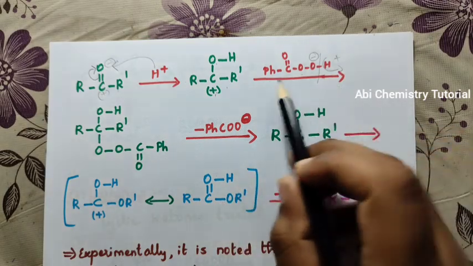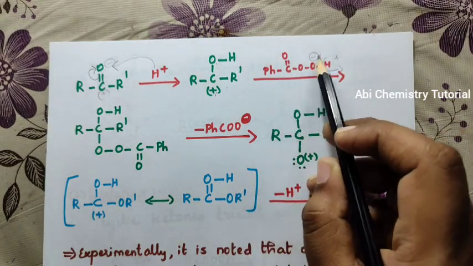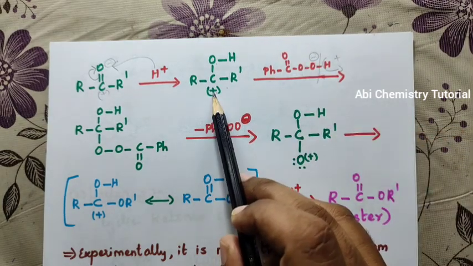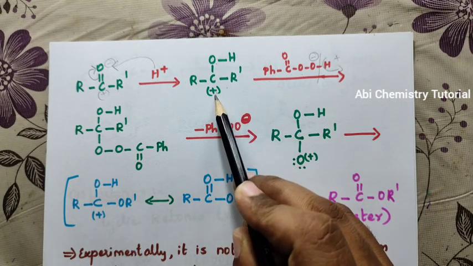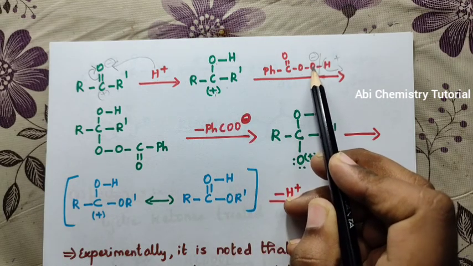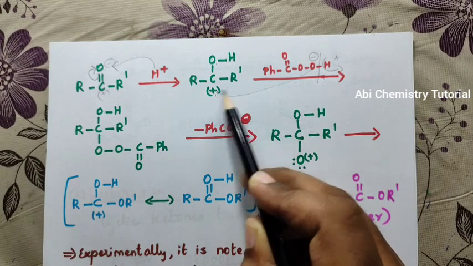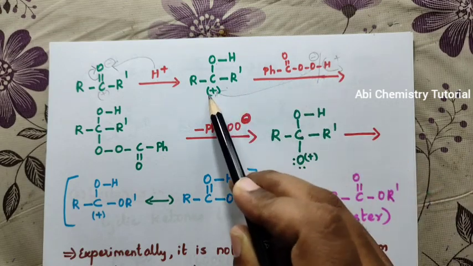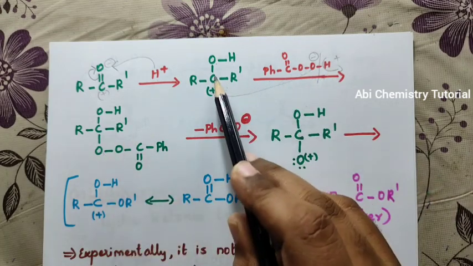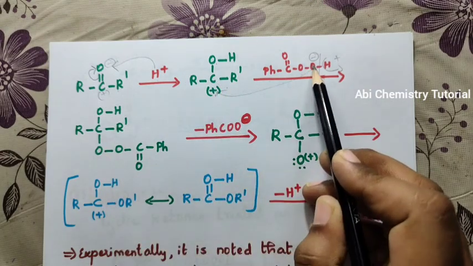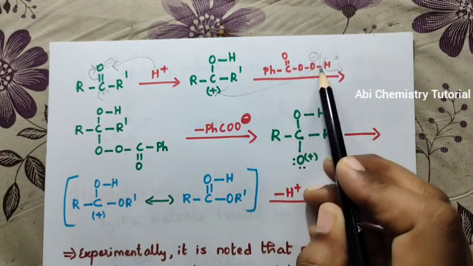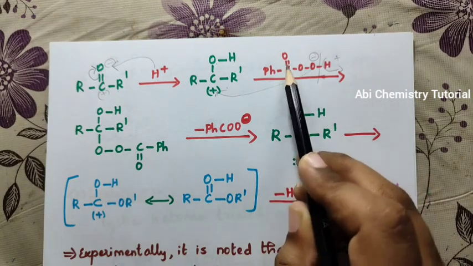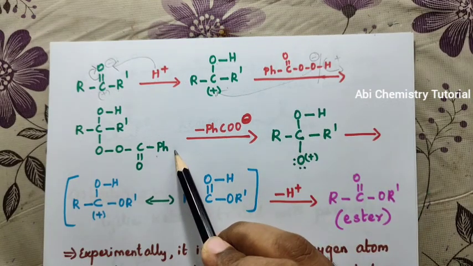Okay, so PhCOO minus, and here we have a positive charge. So this negative charge will attract this positive charge and will form a bond here. So here you can see this carbon forms a bond with this oxygen and here you can see OO C double bond O phenyl group.